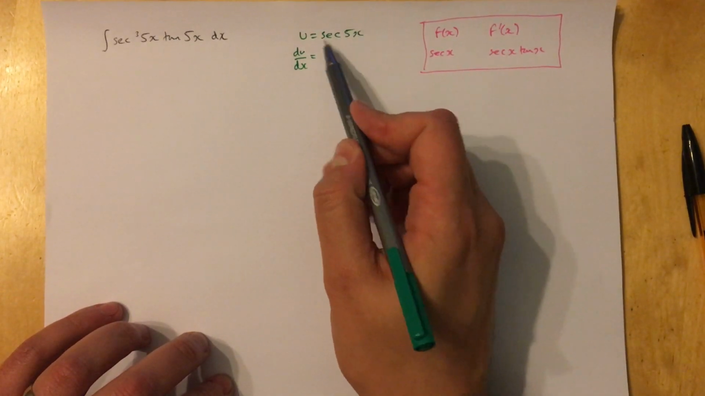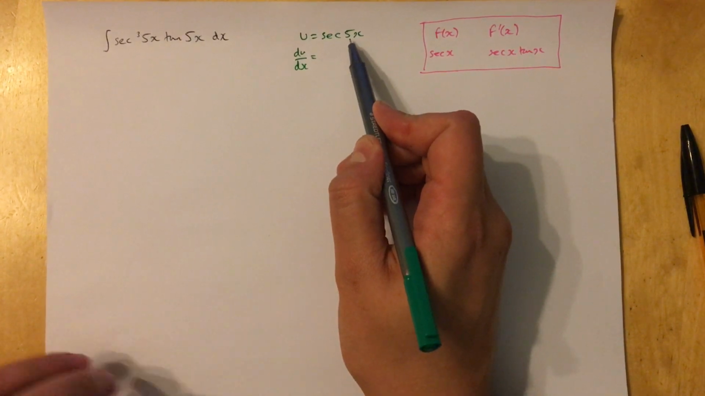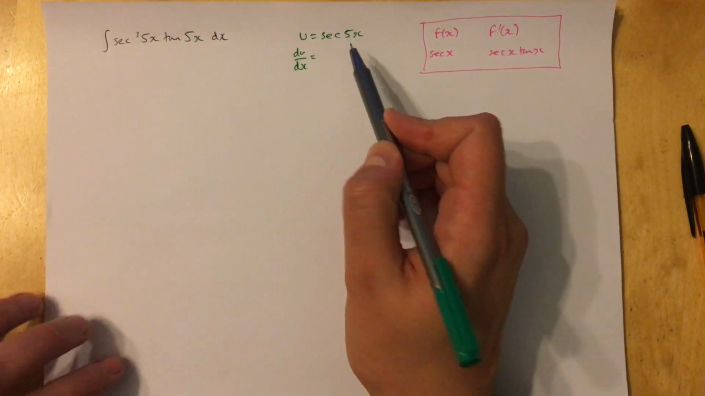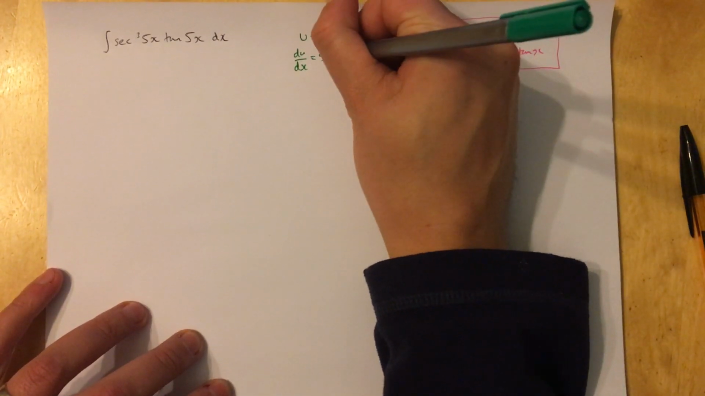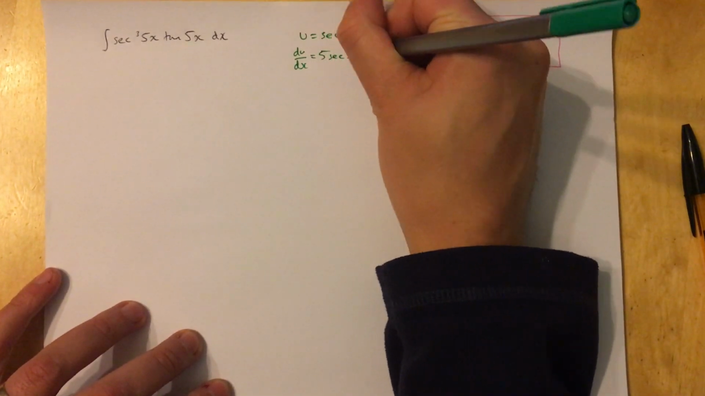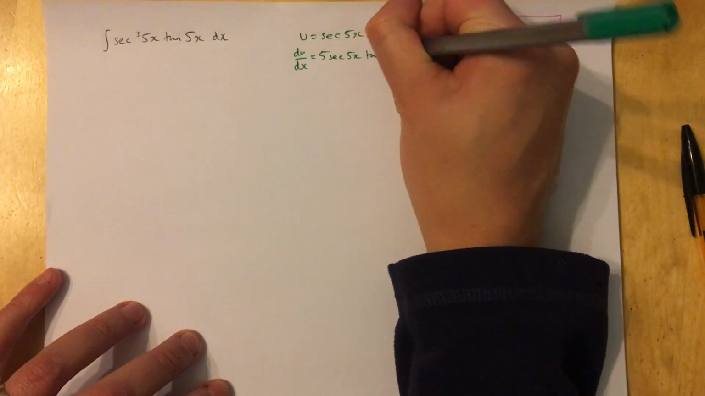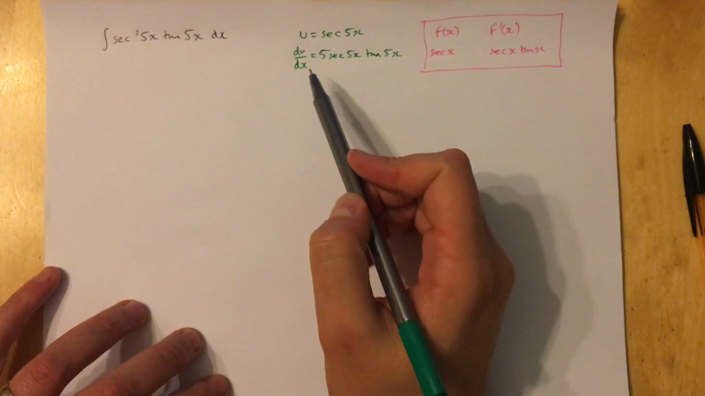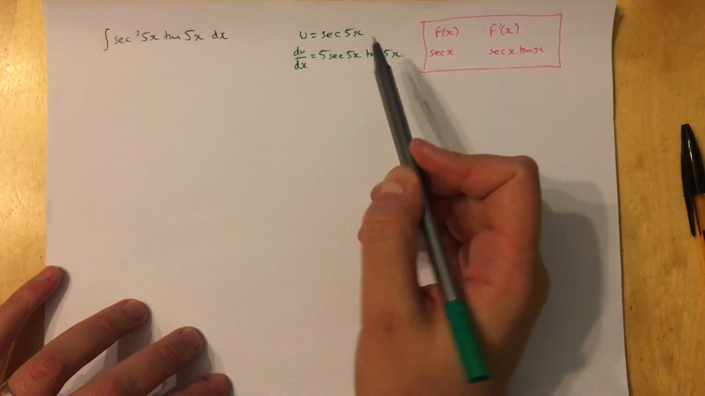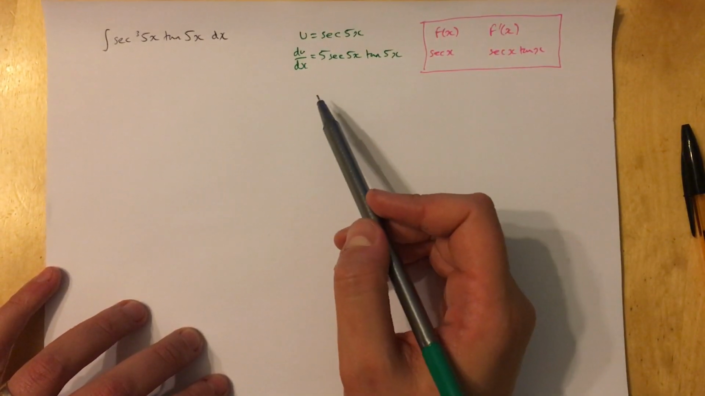So now when we differentiate sec of 5x, we know we're going to get sec 5x tan 5x, and then we're having to use a little bit of the chain rule here. We need to multiply by the derivative of the inner function, so we're going to have 5 lots of sec 5x tan 5x. And the same as last time, what we want to do now is rearrange this so that we make dx the subject.